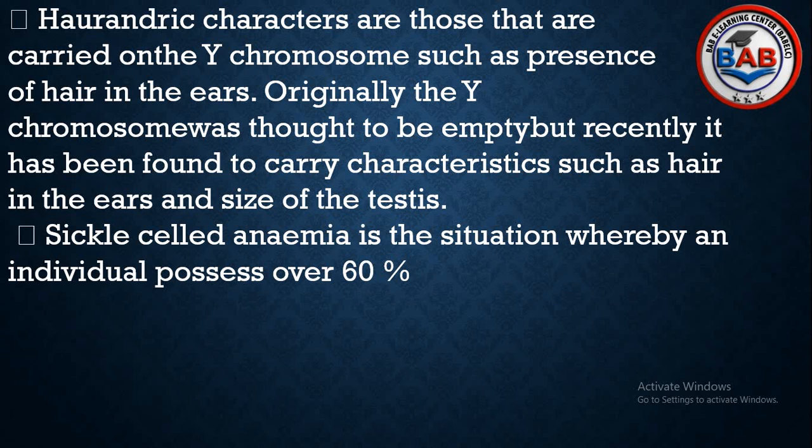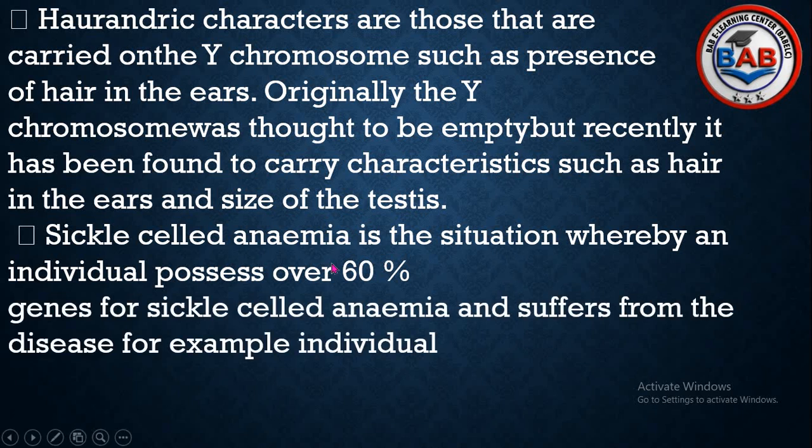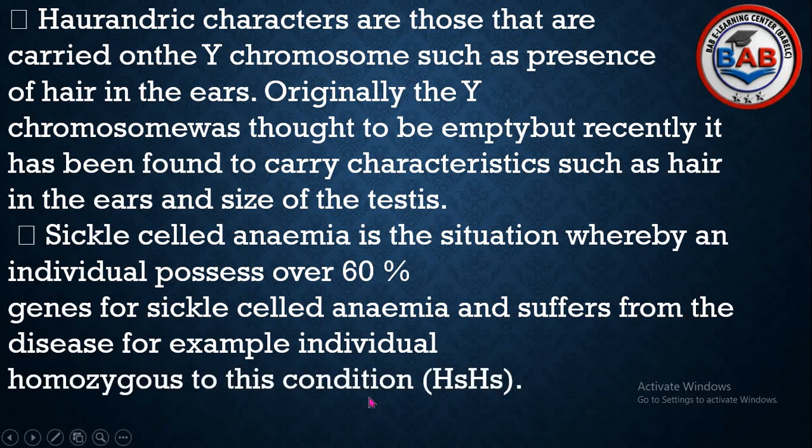Sickle-cell anemia is a situation whereby an individual possesses over 60% genes for sickle cell anemia and suffers from the disease. For example, an individual homozygous to this condition.